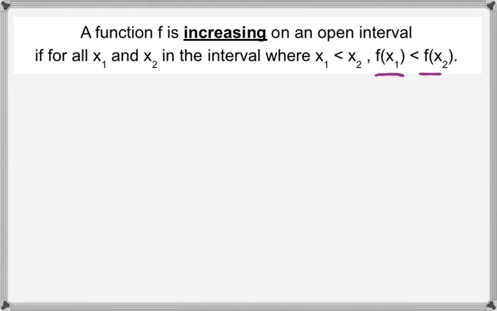Remember, f of something is telling you about an output or a y value of the function. So this is saying that the function value or the y value associated with x1 is smaller than the function value or the y value associated with x2. So what this is saying is a larger x value gives a larger y value.